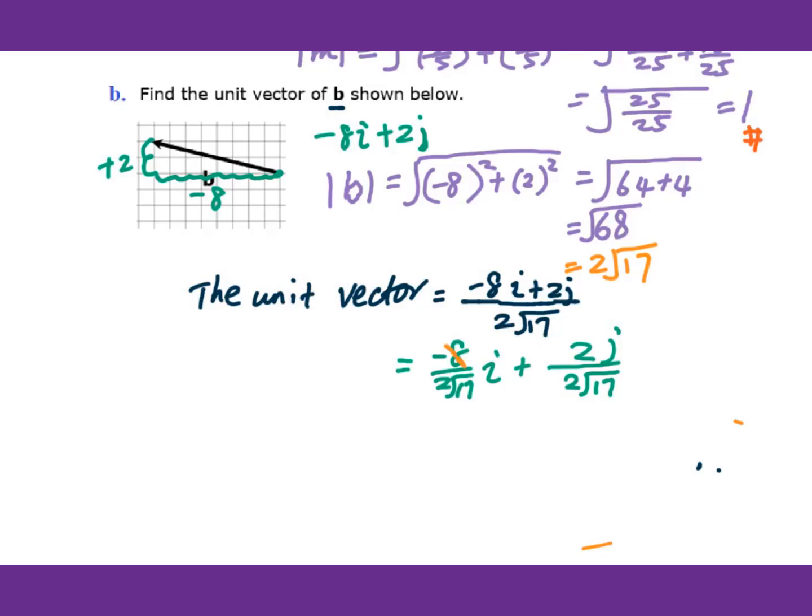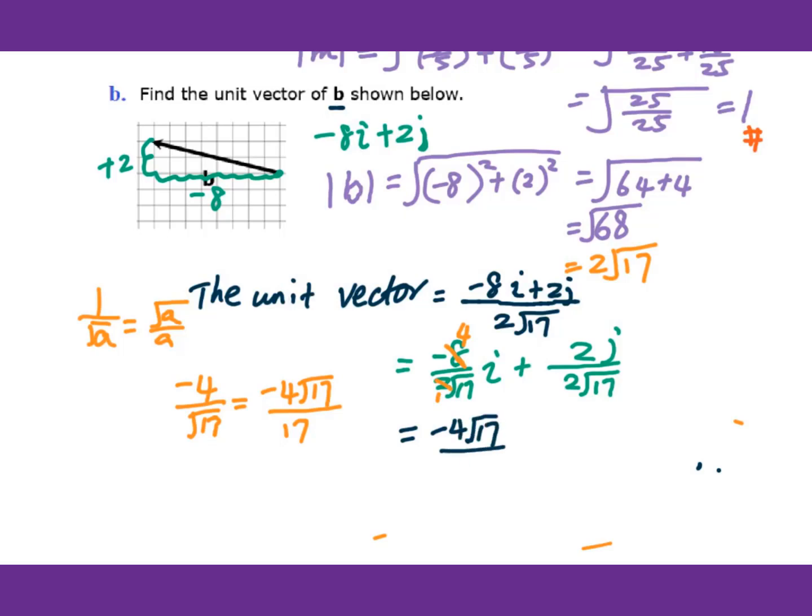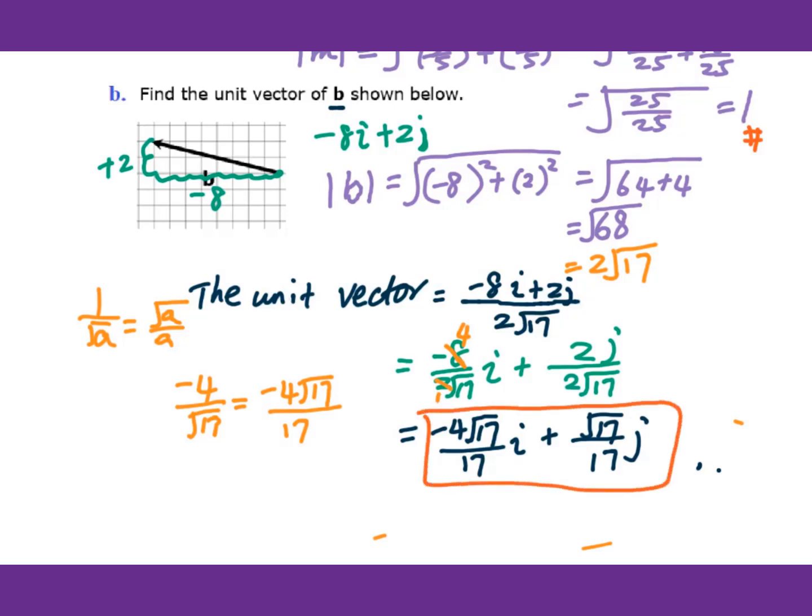Reduce. You will get negative 4 over square root of 17. We know that 1 over square root of a, we can turn it into square root of a over a. Therefore, I can do negative 4 square root of 17 over 17. Same thing we do on this j. You will get negative 4 square root of 17 over 17 i plus square root of 17 over 17 j. This will be the unit vector of B.